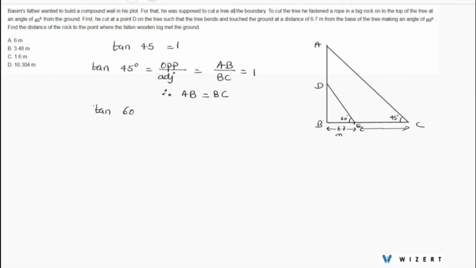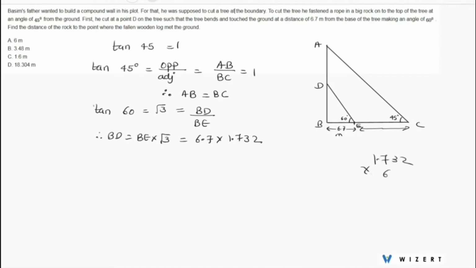We also know that tan 60 is equal to root 3, and that is equal to opposite upon adjacent. For this 60 degree angle we will have tan 60 equal to BD upon BE. This point here is E. So BD is unknown, BE we know, therefore we get BD equal to BE multiplied by root 3, which is equal to 6.7 multiplied by root 3. Instead of root 3 we can write 1.732.